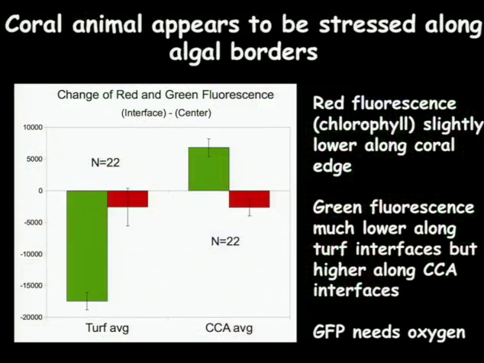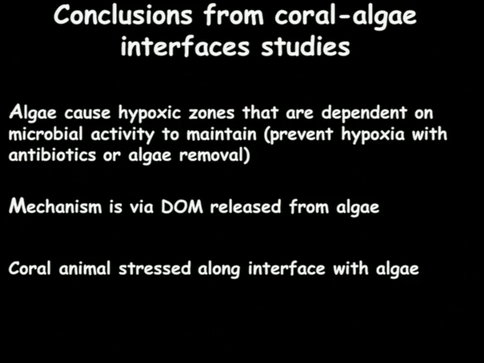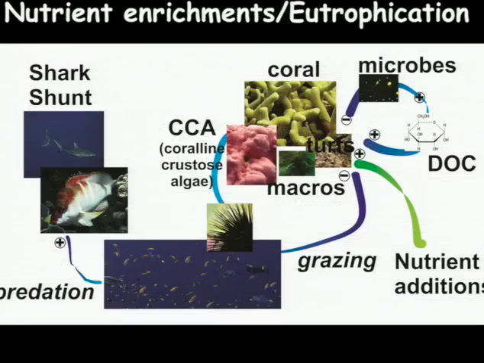Okay. And we see good evidence of this, that basically when you've got a coral next to a turf algae, it's got a lot less GFP in that perimeter area as compared to its middle. That suggests that the coral is feeling the stress, and that's our working model at the moment. So if you put all this together, we think that algae cause hypoxic zones that are dependent on microbial activity to maintain. We know that we can block them with antibiotics. We think the mechanism is dissolved organic matter released from the algae, which we have proven in a lot of different ways, and that the coral animal is stressed along those interfaces.